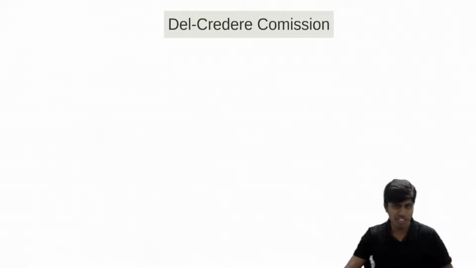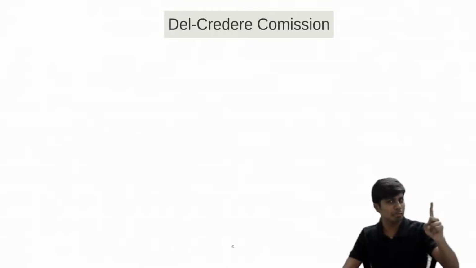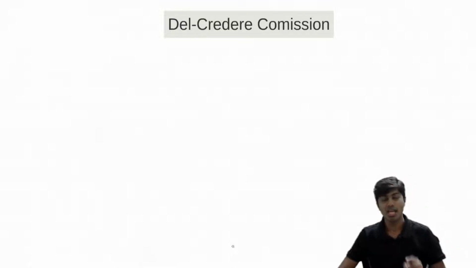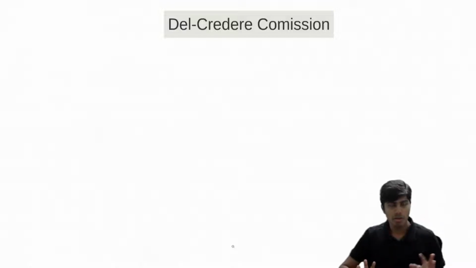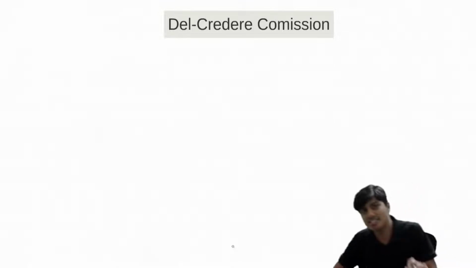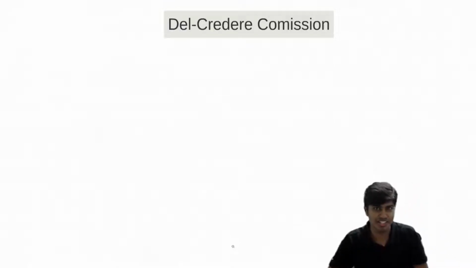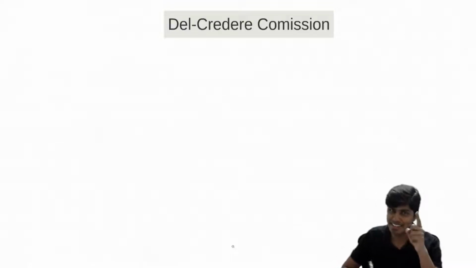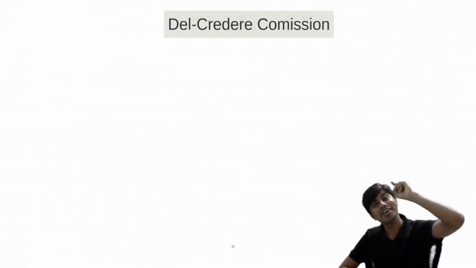The point of this commission is very simple. If consignor pays this commission to consignee, consignee will bear the risk of bad debts. Meaning, till now, consignor being principal, if there is any bad debt expense, it will be borne by consignor. If consignor pays del credere commission to consignee, if there is any bad debts, it will be borne by consignee.